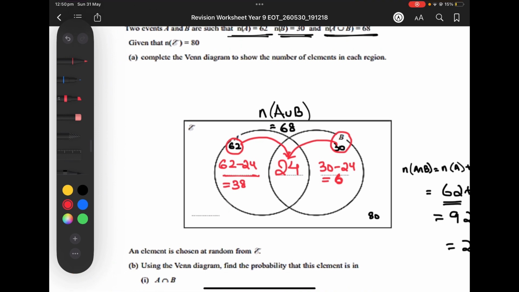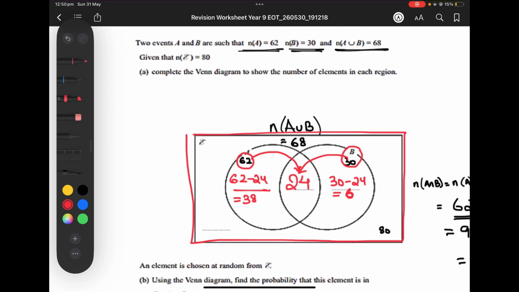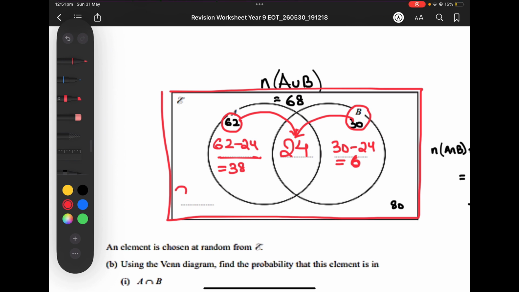Okay, that is it. Then the complete set is having 80. But already A union B is 68. So it is 80 minus 68. If I do 80 minus 68, I'll get the answer for here. It's going to be 12 that will come here. Okay, 12 would be the number here.